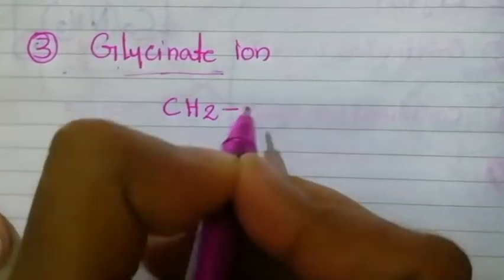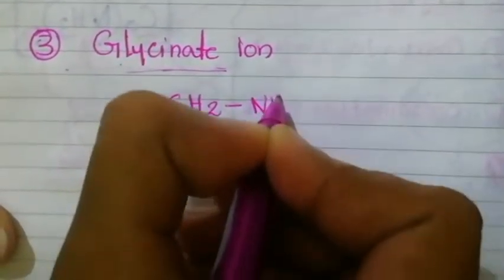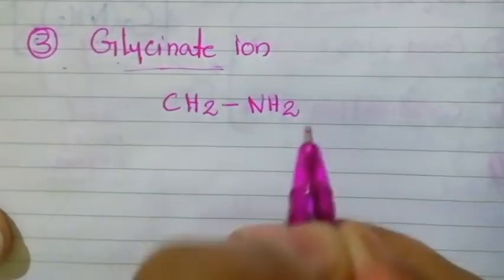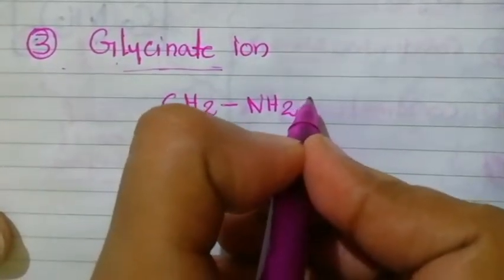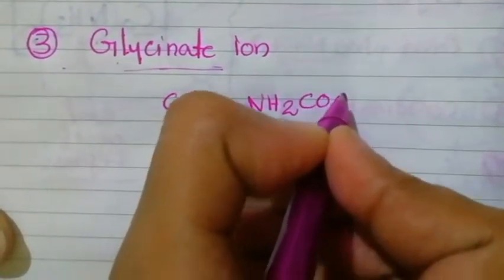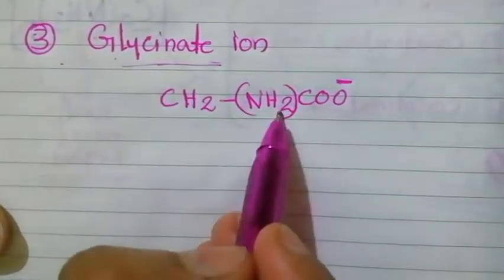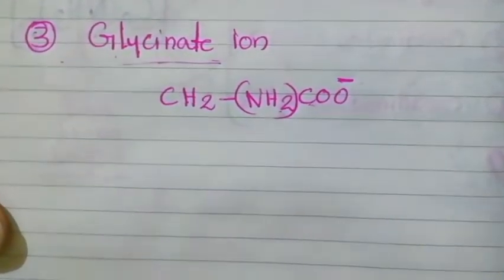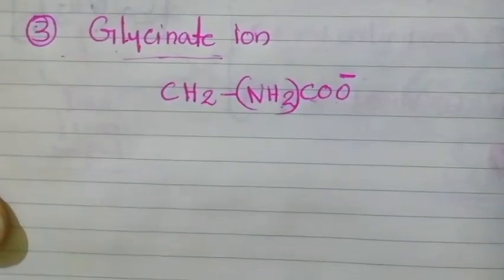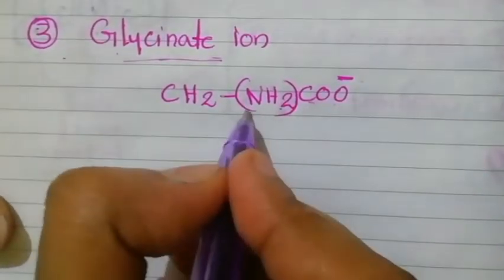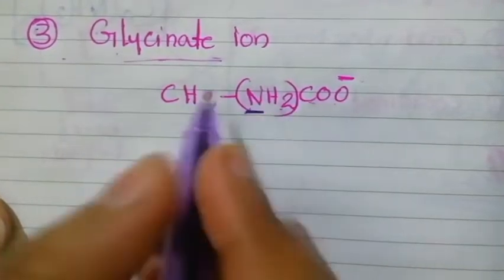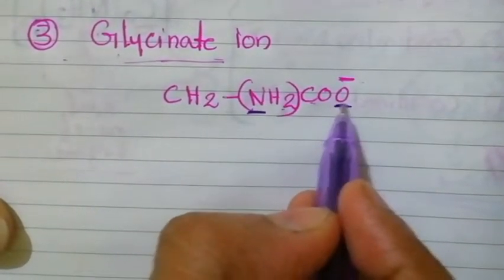So let's write the formula of glycinate ion: CH2, NH2 in the bracket, then COO minus. We can identify the two donor sites in glycinate ion simply: one is this nitrogen and the other one is the terminal oxygen atom.